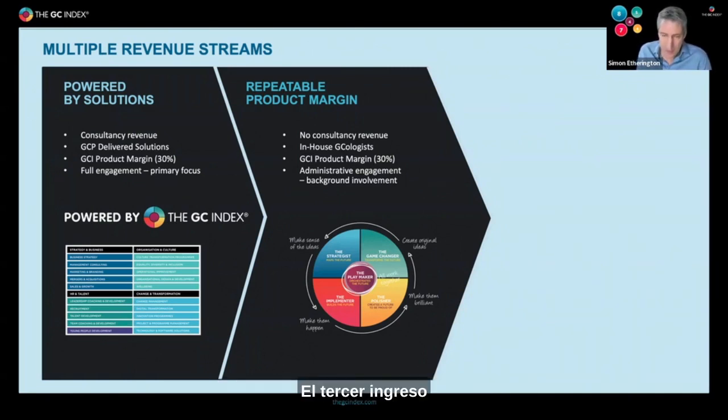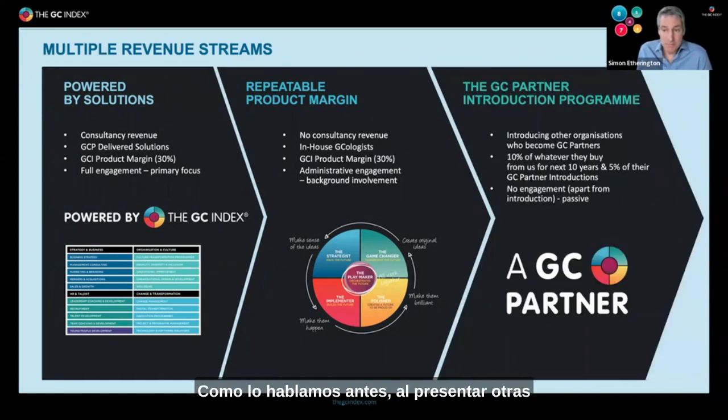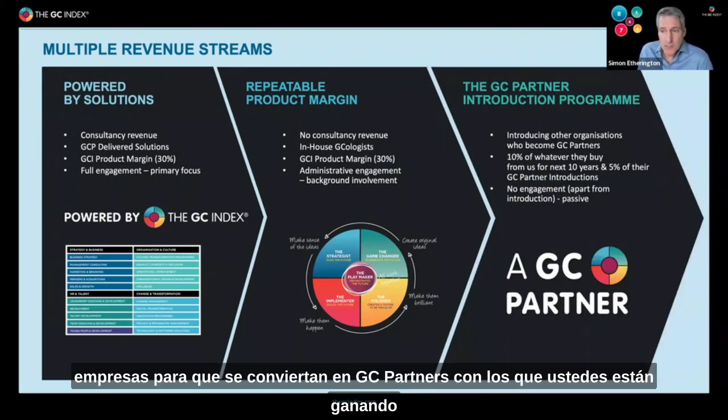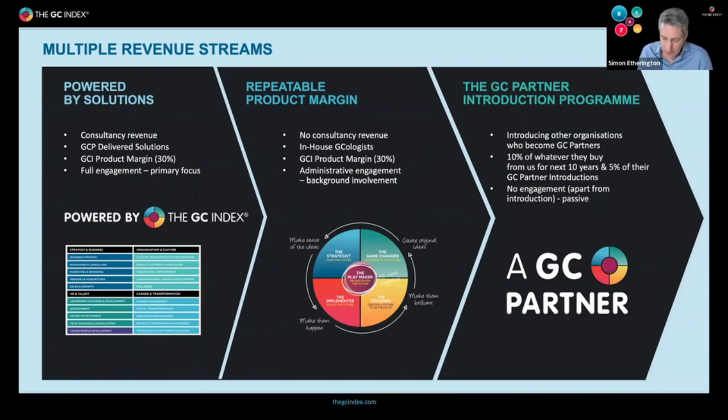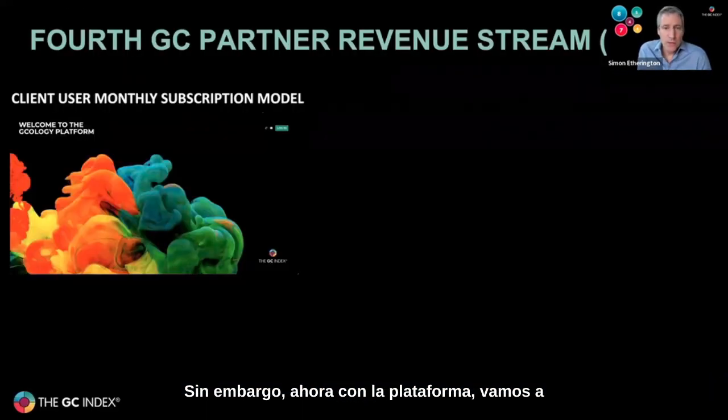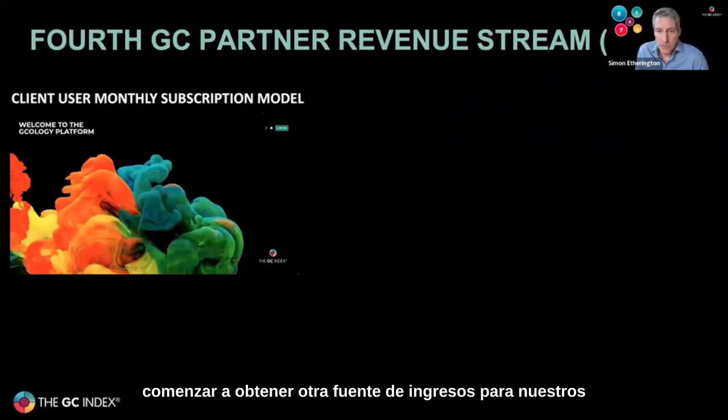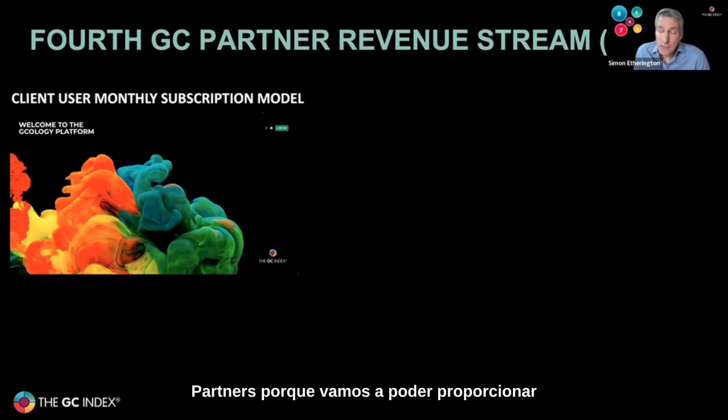And then the third revenue stream is the introduction program. As we talked about before, introducing other companies that become GC partners, and then you're earning a passive income based on whatever they're doing: 10% of the partners you've introduced and 5% of the partners they introduce as well. So a very passive revenue stream. That's great, we've already got these. Now, with the platform, we're going to start getting another revenue stream for our partners, because we're going to be able to provide different client roles on the platform, which they'll be paying for. So a monthly subscription model.